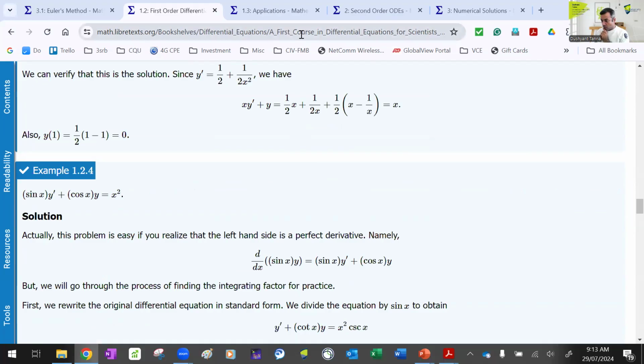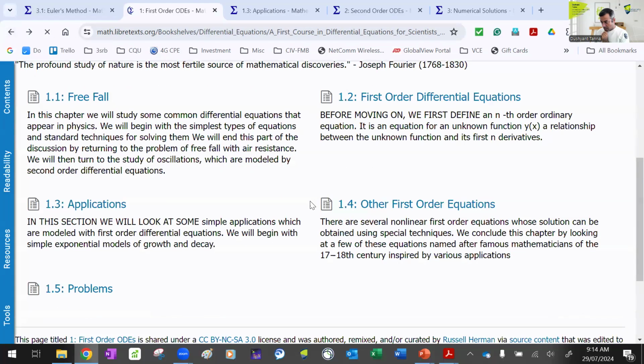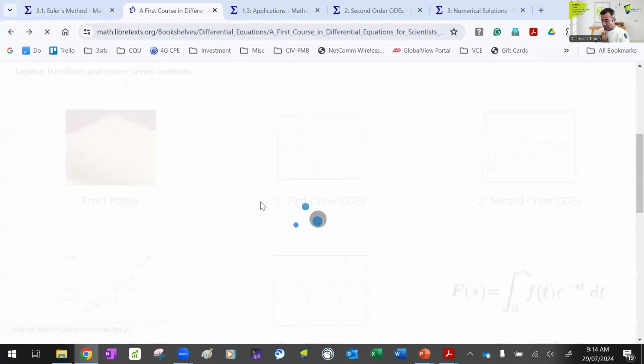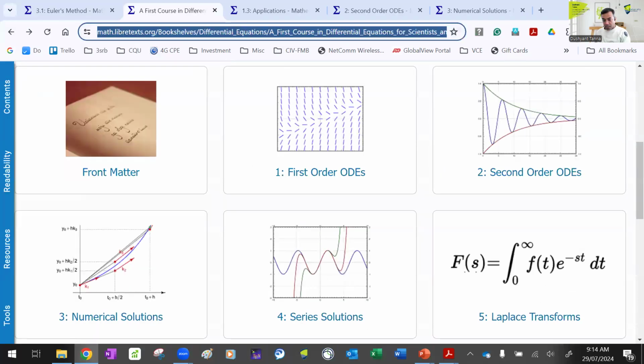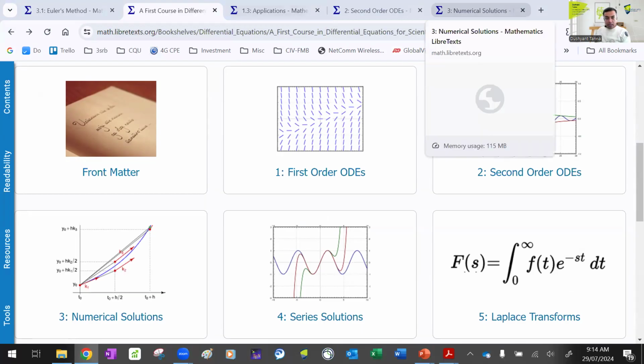Again, happy to put this. Let me go back to here. Again, go back. Yeah, first portion. And then I can again write in chat. Right, math.libretext.org, then bookshelves, differential equation, first course. Just even if you Google that, you will end up getting this.